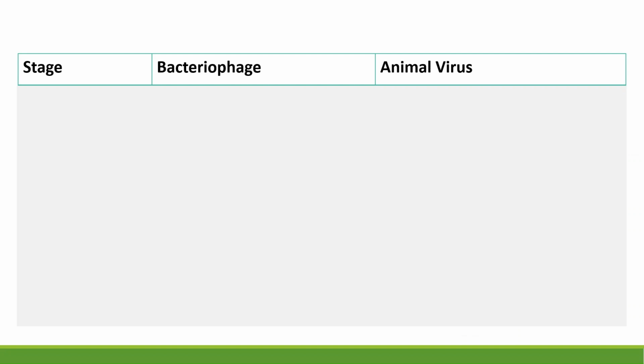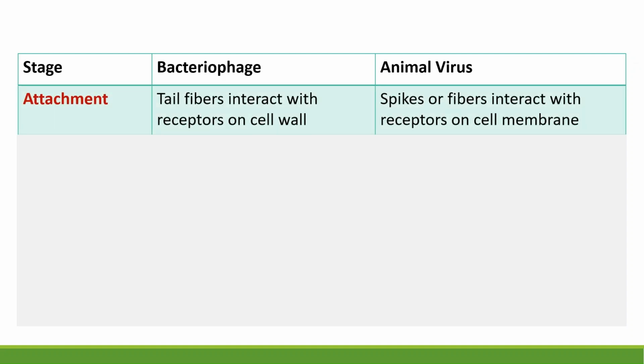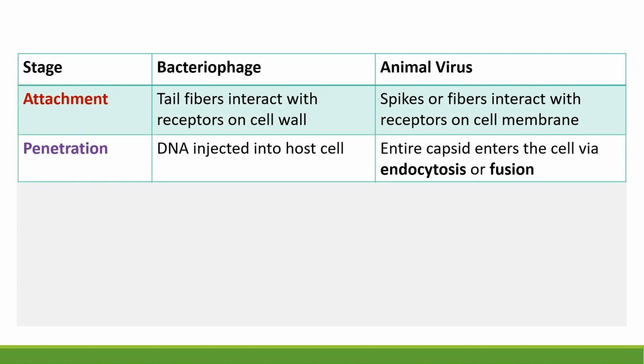Animal viruses follow the same basic steps as a bacteriophage in their replicative life cycles, but there are some variations owing to the difference in anatomy of the host and the virus. So for attachment, we saw bacteriophages use their tail fibers to do that initial interaction with receptors on the bacterial cell wall. Animal viruses, on the other hand, are going to use spikes or fibers coming off of their membranes to interact with specific receptors on their host cells' own membranes.